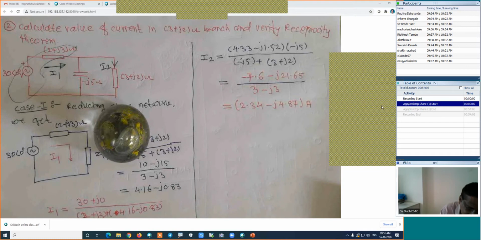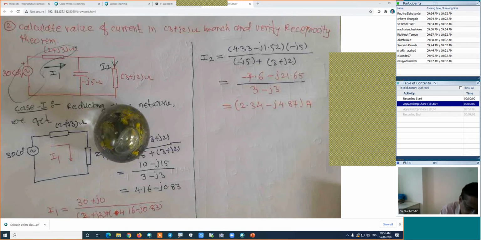Anyone has the calculation? If yes, please raise the hand. I will unmute you and then we will discuss the calculations. Anyone? Naushad, Saurabh, Ruchira. Yeah, Saurabh. Yes, sir. Correct calculation. Ruchira. Correct, sir. Rishikesh. Sir, correct, sir. Okay.